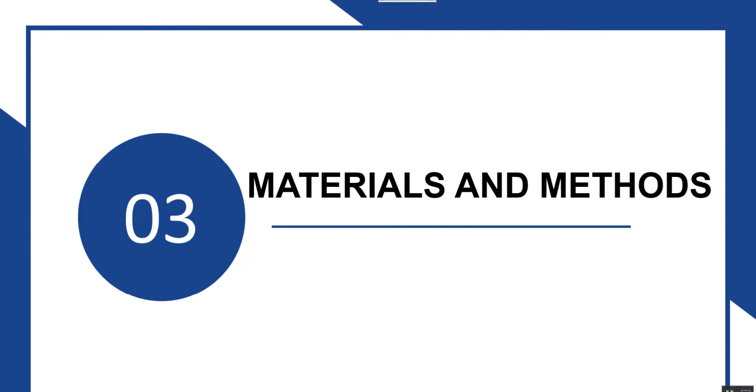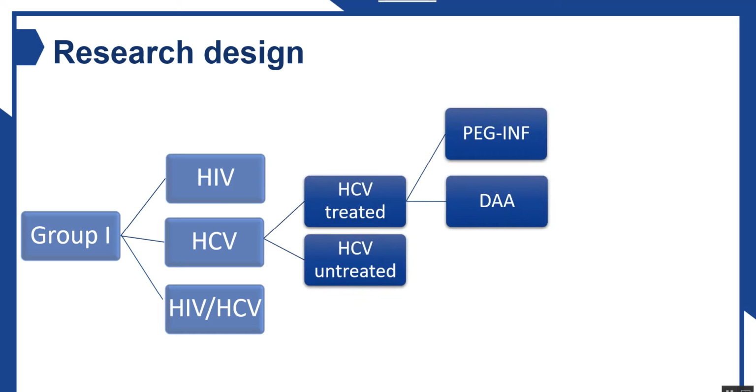In order to do that, we have conducted the following methodology. All patients included in this research were divided into 3 main groups. Group 1 included patients monoinfected with HIV. Second group included patients monoinfected with HCV, and third group included patients co-infected with HIV and HCV infection. HCV monoinfected patient group were further divided into two subgroups, treated and untreated ones. Treated subgroup of HCV patients were analyzed in comparison with treatment that patients were receiving, whether it is pegylated interferon or DAA drugs.